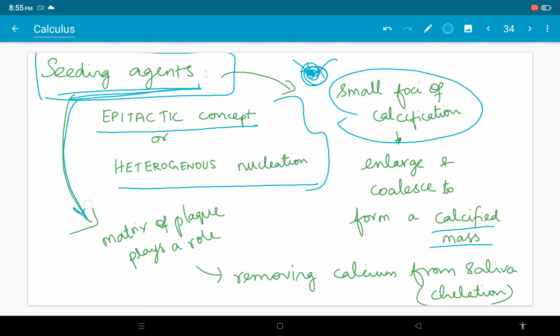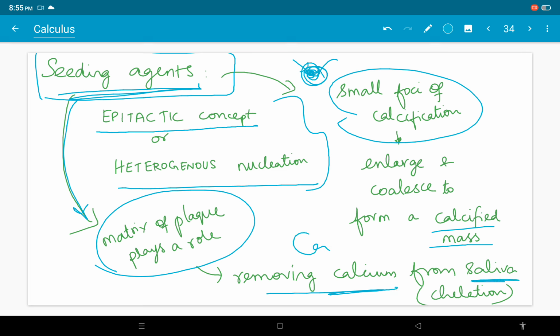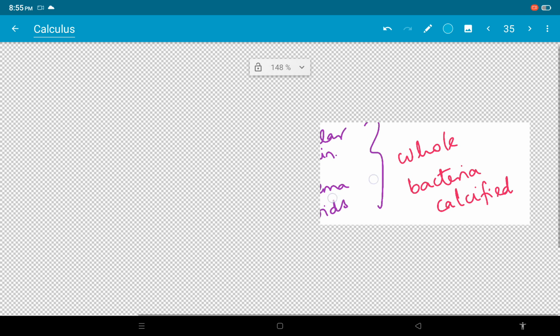So what acts as seeding agent? The matrix of plaque plays a role here. It removes calcium from saliva by chelation, and that calcium acts as a seeding agent, on top of which calcium and phosphates from saliva settle down and the size of calculus increases. So this is what seeding agent is about.